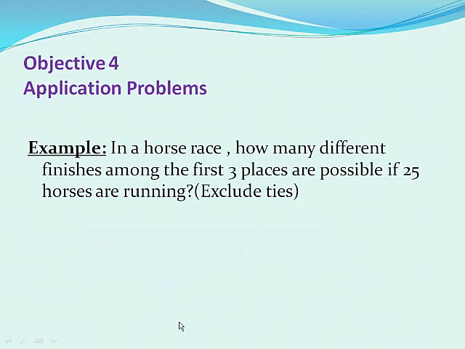It's an application problem. In a horse race, how many different finishes among the first 3 places are possible if 25 horses are running, excluding ties? So we are speaking about the first 3 places. First place, second place, third place. So the order matters here. We have 25 horses. Because the order matters, it is a permutation of 25 horses selecting 3 at a time. So P(25,3) is the answer for this. When we calculate this, we will get 25 factorial divided by 25 minus 3 factorial.